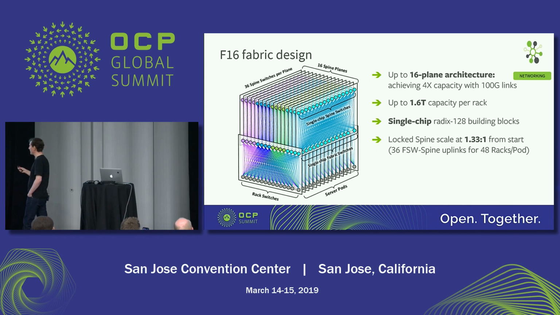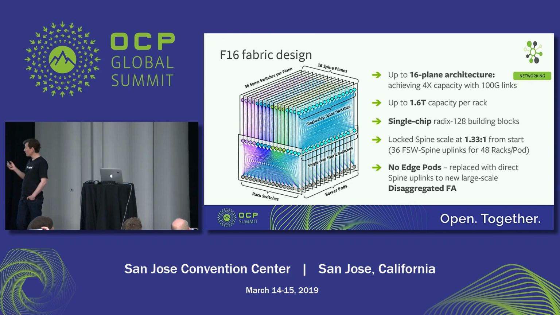We locked the spine scale at 1.3 to 1 subscription, and we build it as such from the beginning. What 1.3 to 1 means is that for every 48 downlinks to racks, we have 36 uplinks to spines, not 48. We find that on a pod scale, all servers of a pod almost never talk simultaneously at 100% for an extended period of time. The pod has a diverse set of services. 1.3 to 1 is an optimal maximum subscription level for us.